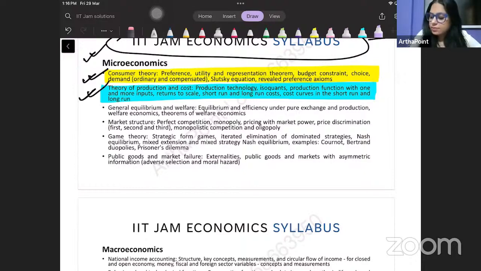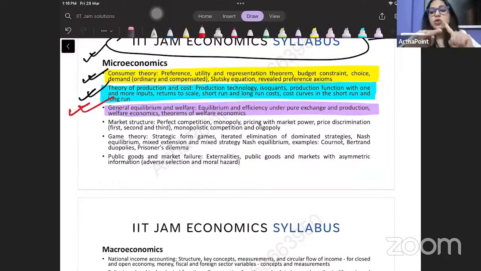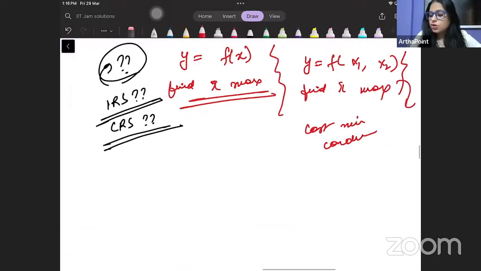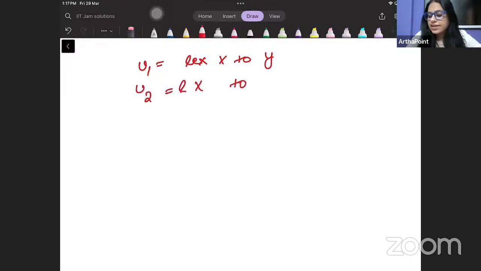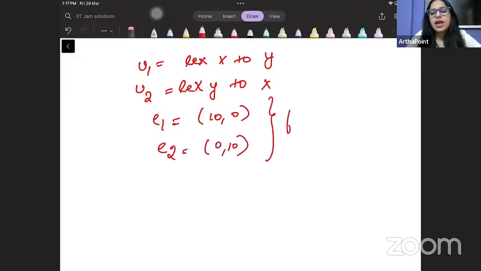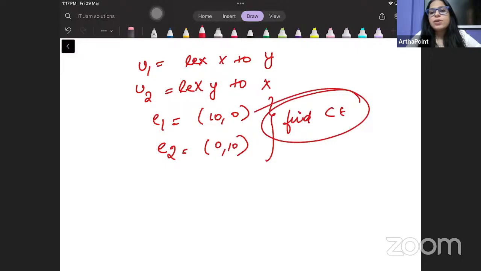The next thing that we will be focusing on will be general equilibrium, in which we will be focusing on Pareto efficiency of different types. So if I give you that the utility function of individual one is lexicographic preference, lex x to y, and the utility function of individual two is lex y to x, and I give you that the endowment bundle of individual 1 is 10, 0 and the endowment bundle of individual 2 is 0, 10, and I ask you to find the competitive equilibrium.